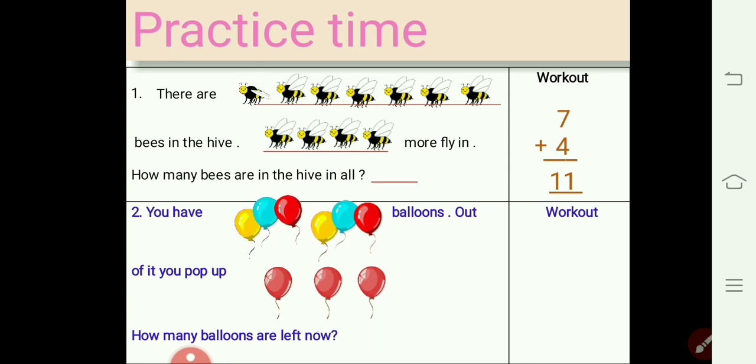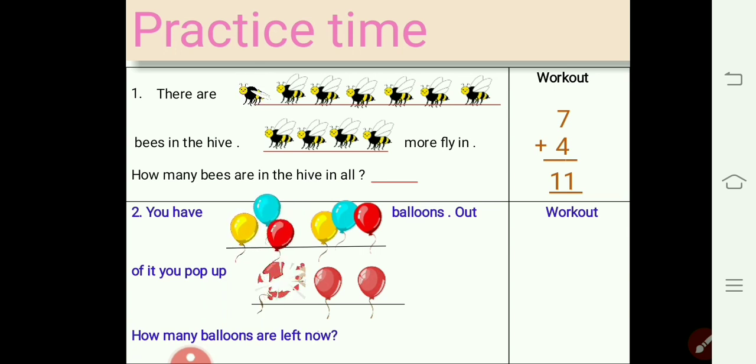You can see the balloons. Wow, your favorite ones. Okay, you have dash balloons. So first of all, you have to count how many balloons are there. Out of 8, you pop up dash balloons. उसमें से आपने जो balloons दिए हैं वो pop up कर दिए, burst कर दिए. How many balloons are left?